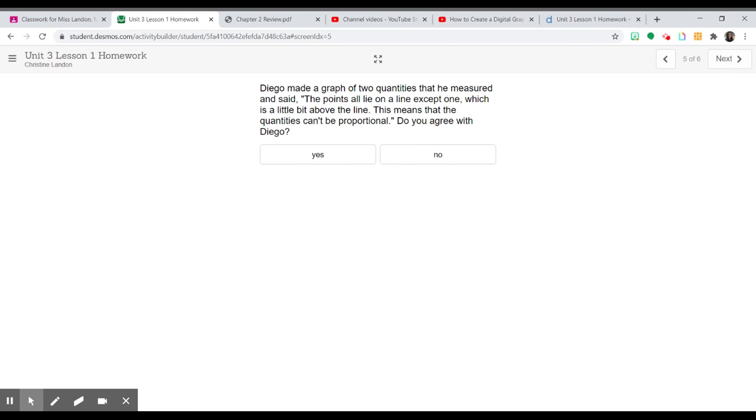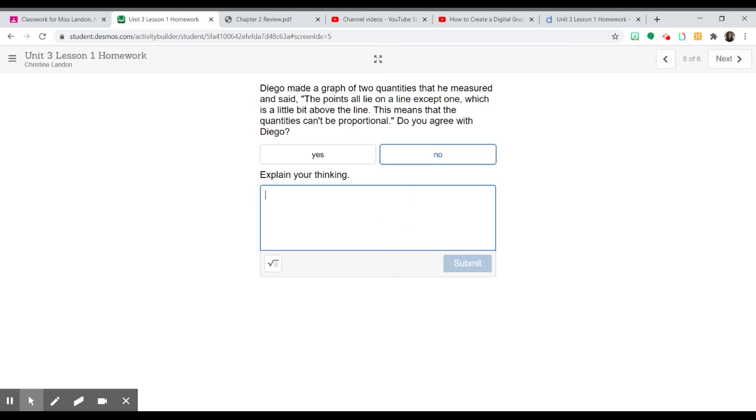Diego made a graph of 2 quantities that he measured and said the points all lie on a line except one, which is a little bit above the line. This means that the quantities can't be proportional. Do you agree? No, that's exactly what we talked about in class. Having a few tiny errors is okay in proportional relationships. Measurement and human error can occur, causing things to be imperfect.